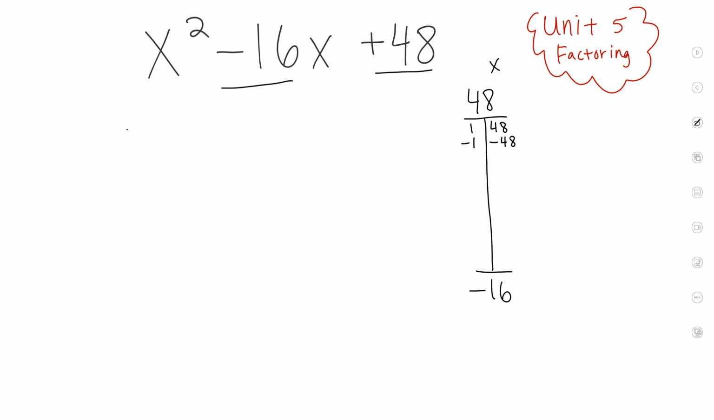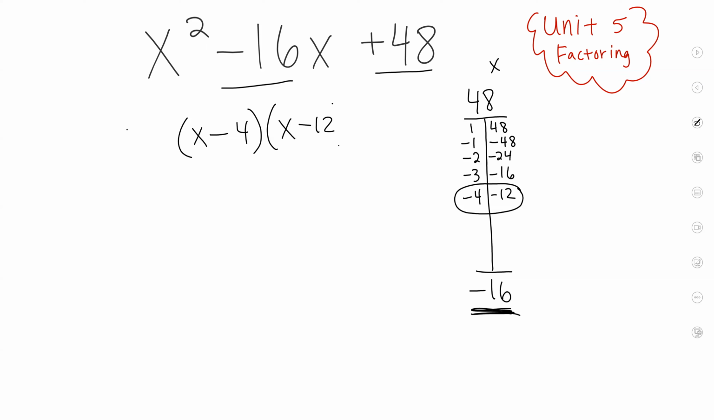I know I'm going to need two negative numbers to get negative 16. Negative 2 and negative 24 multiply to 48. So does negative 3 and negative 16, and negative 4 and negative 12. But only these two numbers will add together to give me negative 16. So those will go into my parentheses, minus 4 and minus 12. So these are called my factors.